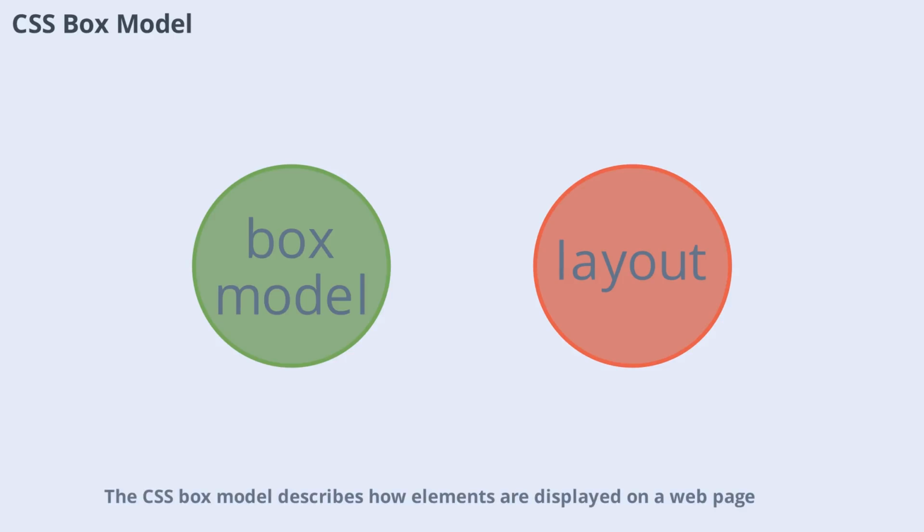The CSS box model describes how elements are displayed on a web page. Each element is a box with content, padding, borders, and margins. Understanding the box model is essential for controlling layout and spacing in your designs. By mastering this concept, you'll be able to create precise, visually appealing layouts for your websites.